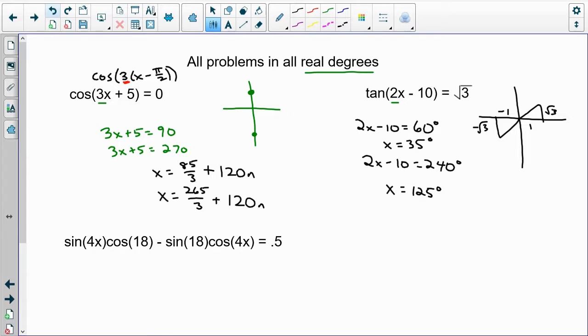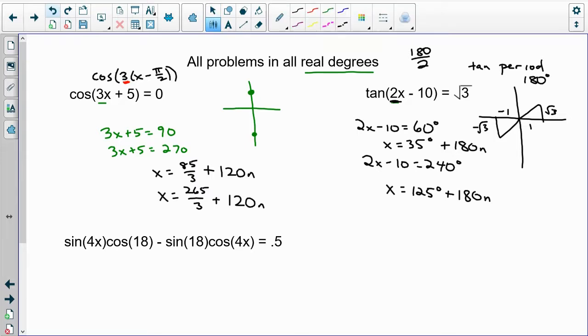Now notice that when I do this problem, tangent typically has a period of 180 degrees. So if I add 180 to each of these, I should end up being okay, except I have this 2 here. So because there's that 2, I really have to add 90 instead of 180 because my period changes. My period's divided by 2.